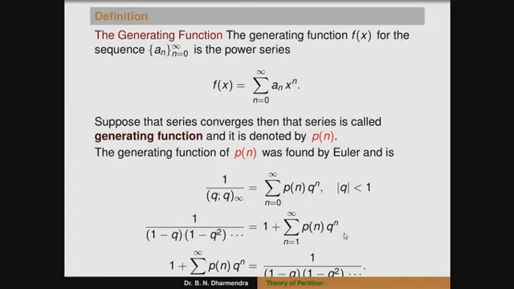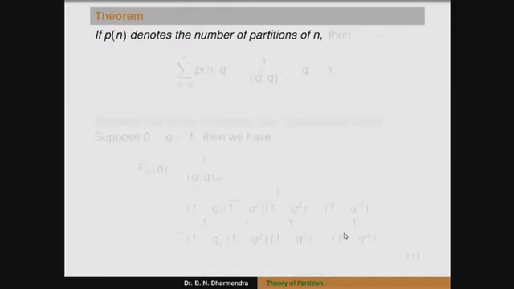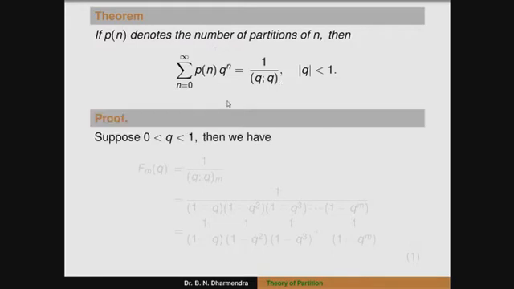Okay, so this one is proved in terms of a theorem. It was proved by Euler. So if p of n denotes the number of partitions of n, then summation from 0 to infinity of p of n into q to the power of n is equal to 1 divided by (q; q) infinity. Here (q; q) infinity converges if mod q is less than 1. Suppose the theorem, so we can prove it.